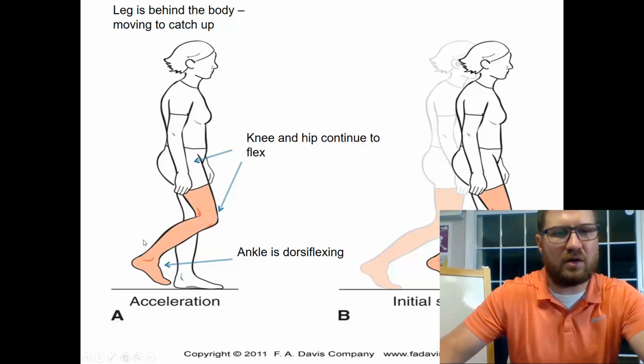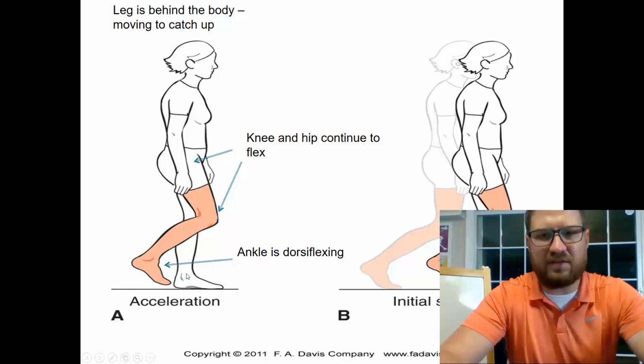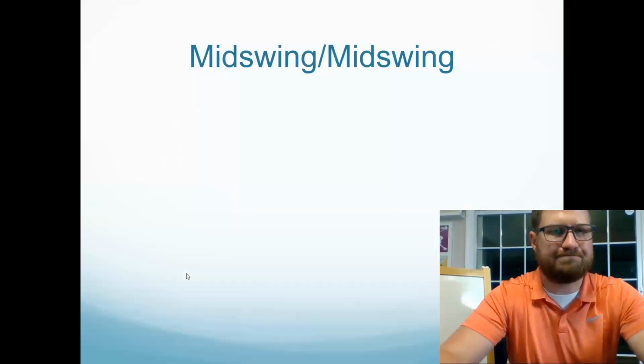Remember, on the left is our traditional, on the right is our Rancho Los Amigos. Dorsiflexion, knee and hip are flexing. Hip is flexing to advance the leg. Knee is flexing to clear the toe. Ankle is dorsiflexing to help clear the toe as well.